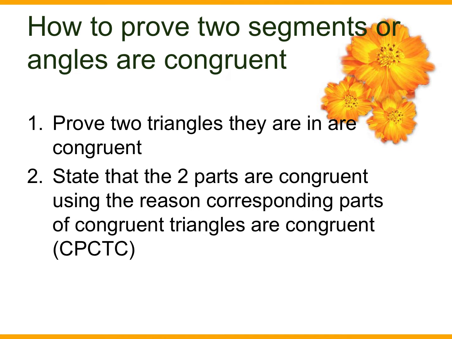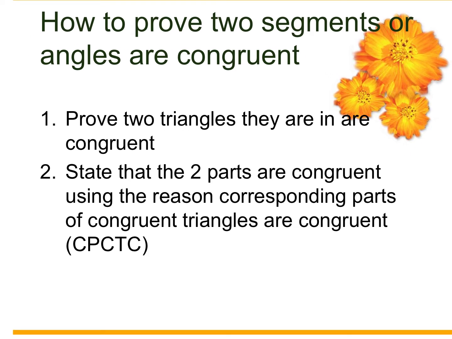And then we can state that any of the leftover parts that didn't have markings are going to be congruent by using corresponding parts of congruent triangles are congruent. This is the acronym for it. Every other letter, if you notice in the acronym, is a C. So what each one stands for is C.